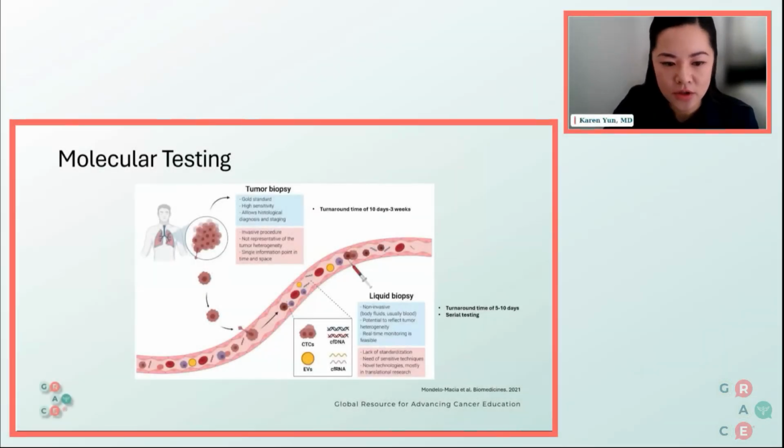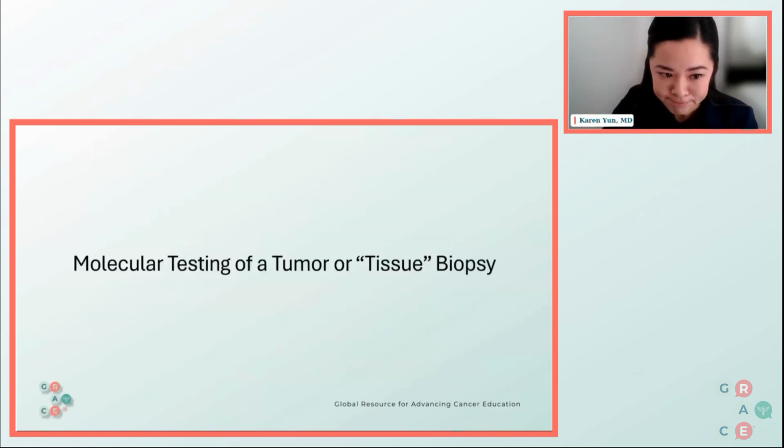And so I'm not going to go into too much detail on this slide, but as Dr. Marks mentioned, as far as obtaining molecular testing, this can be done on the tumor or the tissue or in the blood, also known as a liquid biopsy. So let's get into looking at an example of a molecular testing report on a patient who had a tissue biopsy.